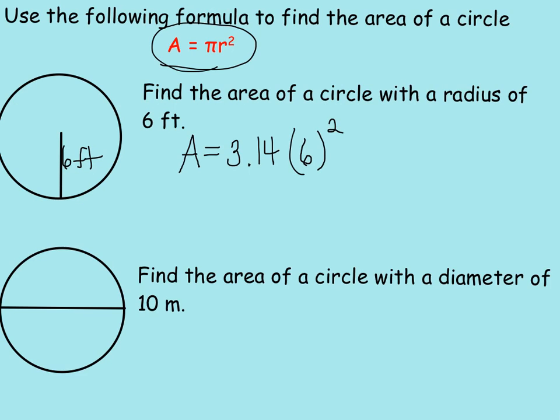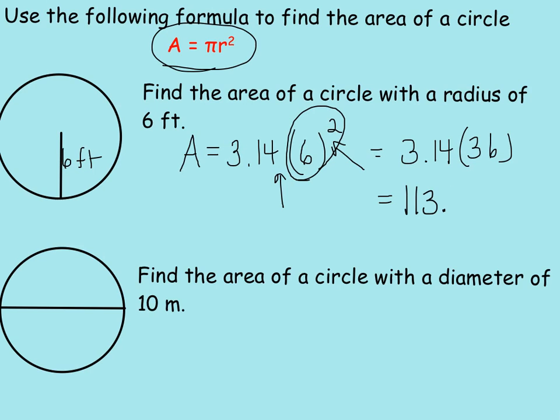It's important to note, though, that when we're solving this, remember PEMDAS? We have multiplication right here, and we have exponents here. Exponents always come before multiplication. So that means we need to take 6 to the second power first. So we're really doing 3.14 times 36. And so that makes our area 113.04. Our units are going to be feet to the second power because area is always to the second power.